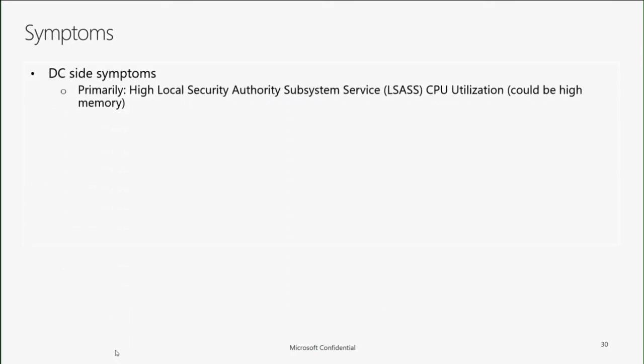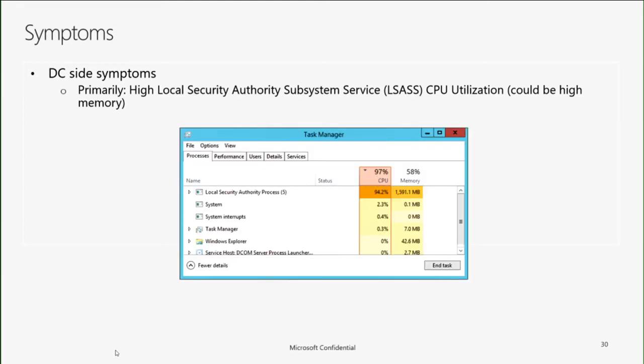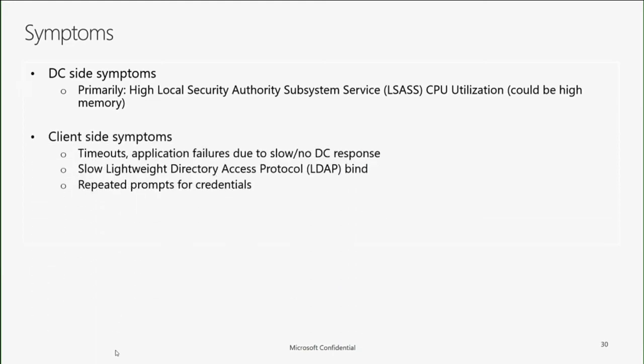So what are the DC side symptoms of an Active Directory performance issue? Typically, what we see is the LSASS process is pegged out at 100% CPU, or it's just really high. That's subjective, but when we get over 60, 70, 80, 90%, 100% on a domain controller, we're CPU bound. The DC's not going to be responding to those requests.